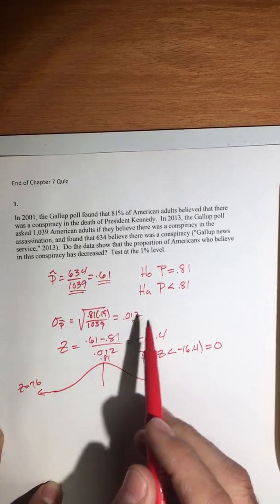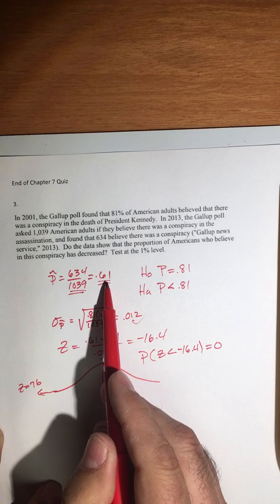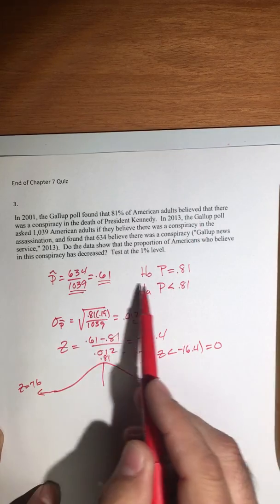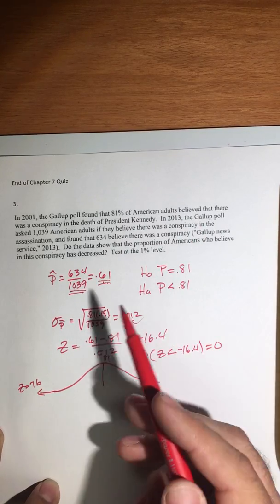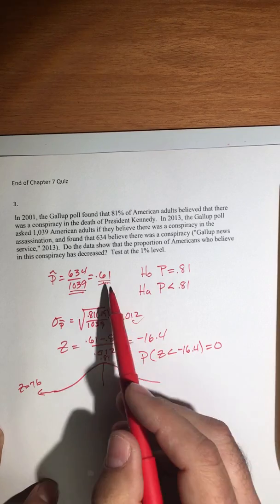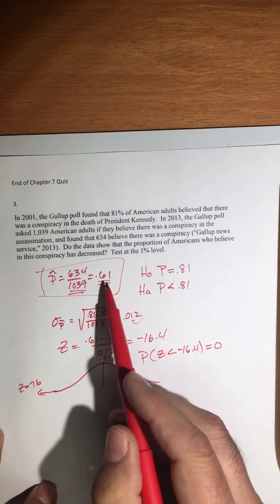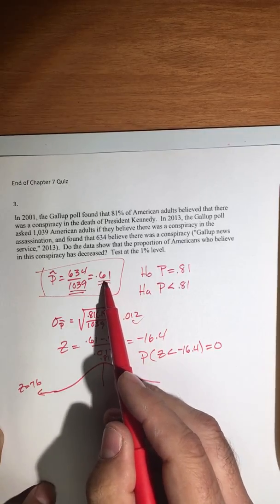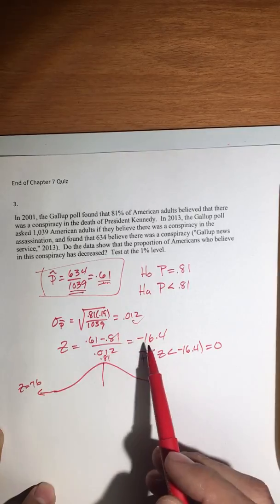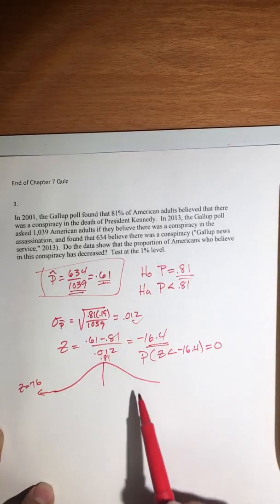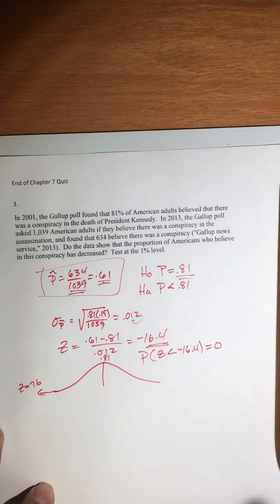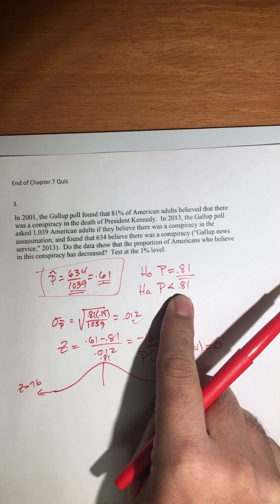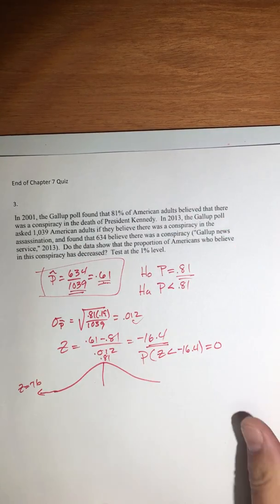So therefore, it does clearly show that the population proportion that believe that there was a conspiracy has reduced. Now remember, it's possible that I've made a mistake. It's possible that I just got very unlucky and this is a very strange sample that I have selected. But assuming that this is a representative sample, 61% had almost no chance to have happened if the true proportion really is 81%. So therefore we're going to reject the null and accept the alternative. It does look like the proportion of people who believe that Kennedy was assassinated through conspiracy is smaller than 81%.